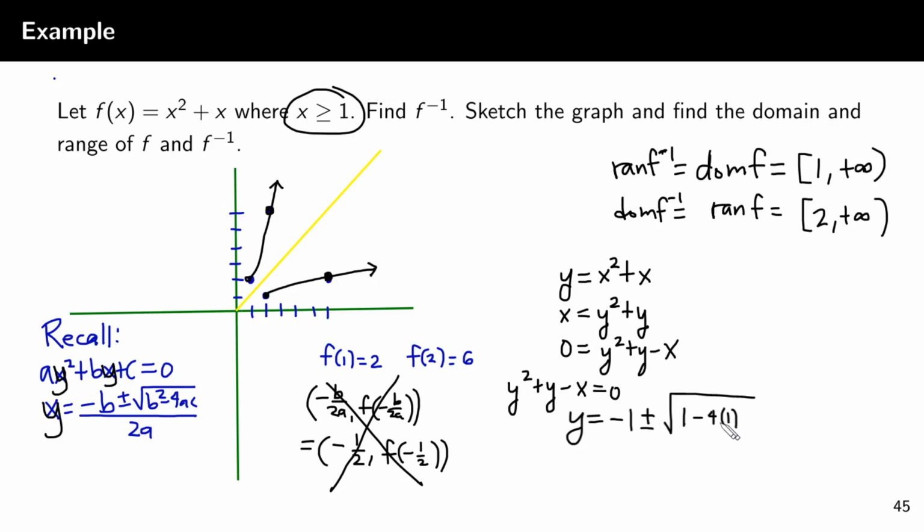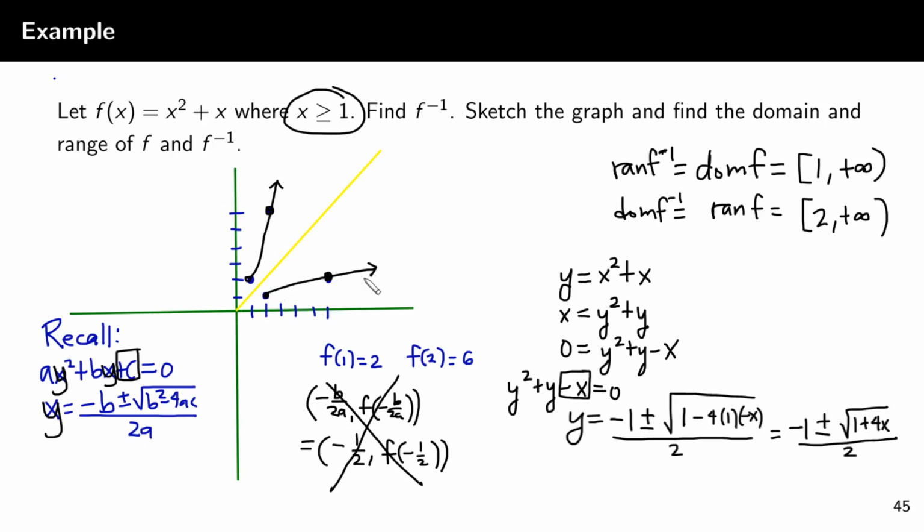And what is c? Ano yung c dito? Ito yung term na c, yun yung term na walang y. And dito sa equation natin, that is exactly negative x. Siya yung c natin. So negative x divided by 2a, which is 2 times 1. So simplify natin, negative 1 plus or minus square root of 1 plus 4x over 2. Now, ito hindi to equation ng isang function dahil dun sa plus or minus. Pero alam na natin yung graph ng inverse.